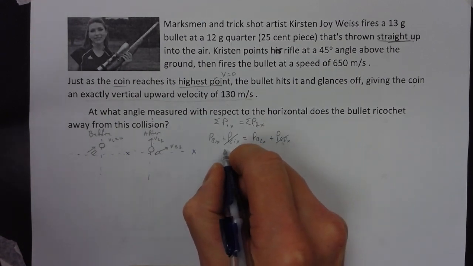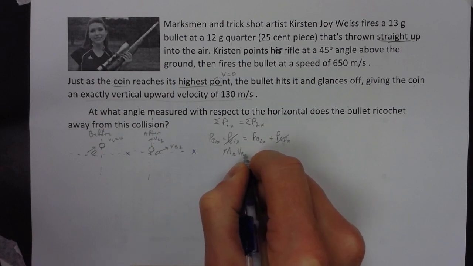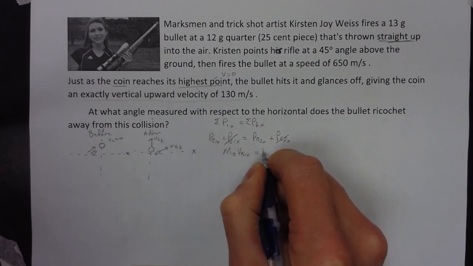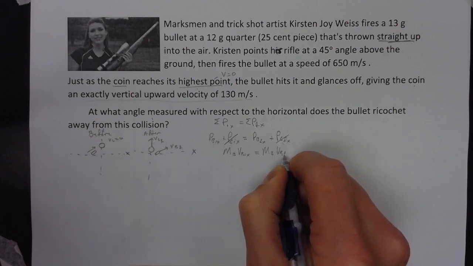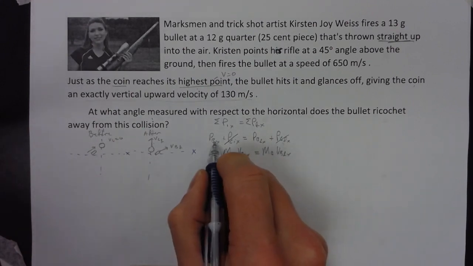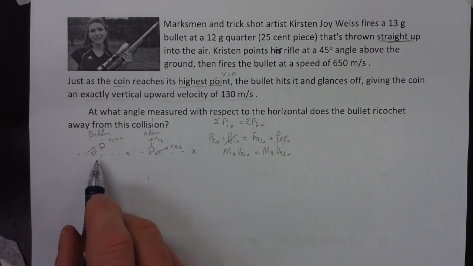So it's just mass of the bullet times velocity of the bullet initially in the x direction will equal the mass of the bullet times the velocity of the bullet finally in the x direction. That's because momentum is mass times velocity. So we have to find that.